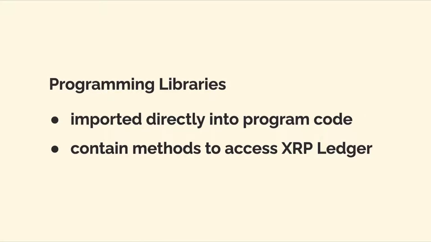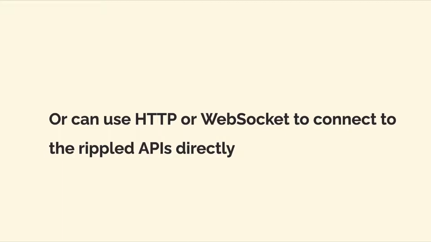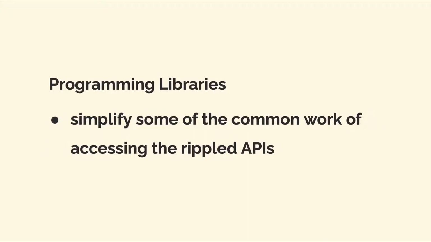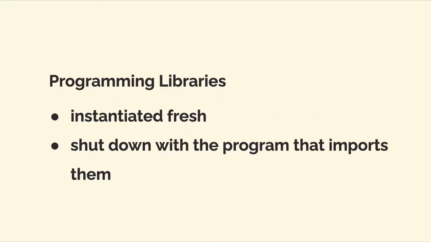One aspect that is available in the ecosystem are programming libraries. These are imported directly into program code and contain methods to access the XRP ledger. You can connect to the XRP blockchain with JavaScript, Java, Python, WebSockets, and more coming. So you can interact with the XRP blockchain from your favorite programming language. You can use HTTP or WebSockets to connect to Rippled APIs directly, Rippled being that server that's maintaining the blockchain. Programming libraries simplify some of the common work of accessing the Rippled APIs.